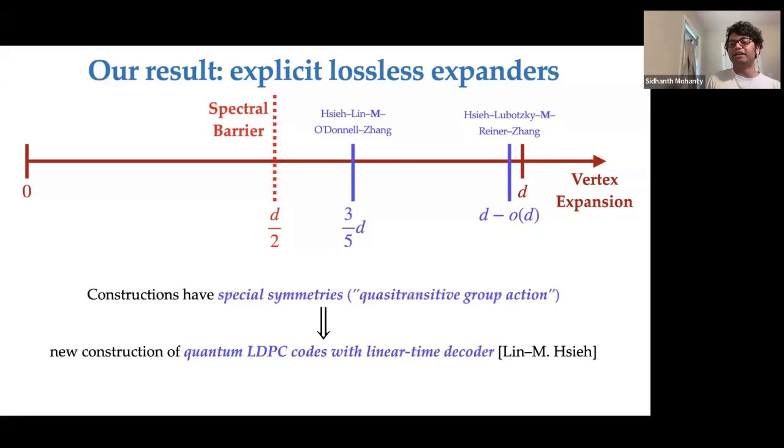And actually, the graphs that we construct do indeed have the special symmetries that are needed for certain downstream applications. And we were able to use these to realize quantum LDPC codes with a linear time decoder, where the reduction from quantum codes to lossless expanders was done by Lin and Hsieh.